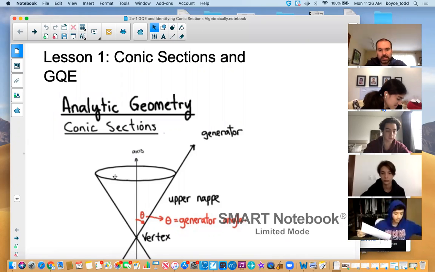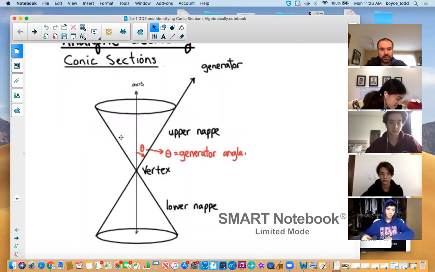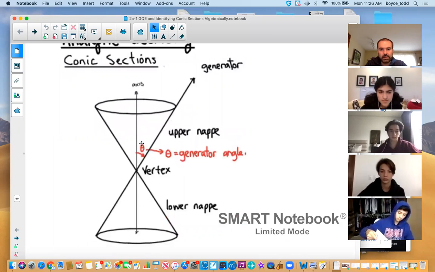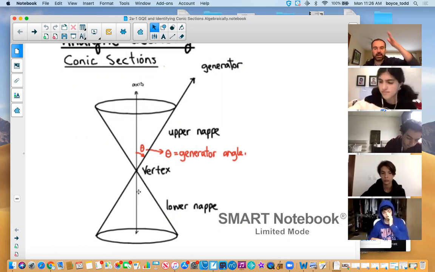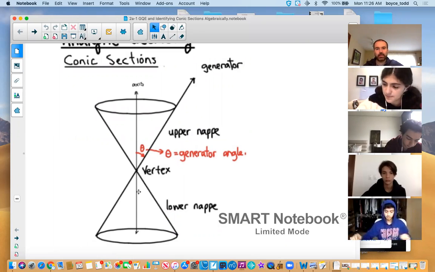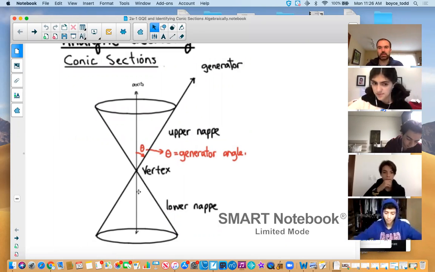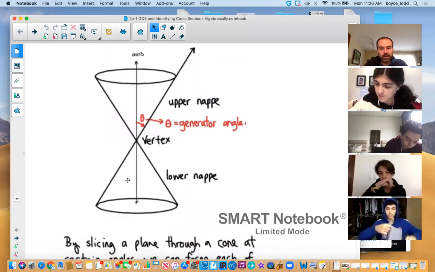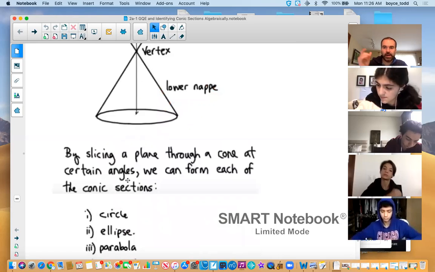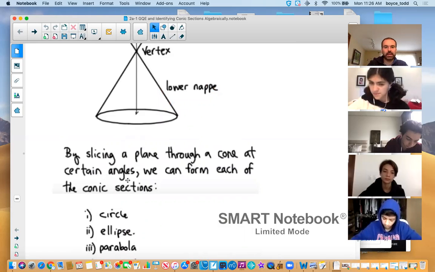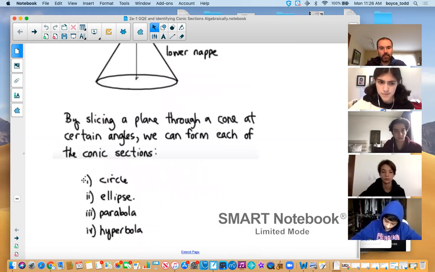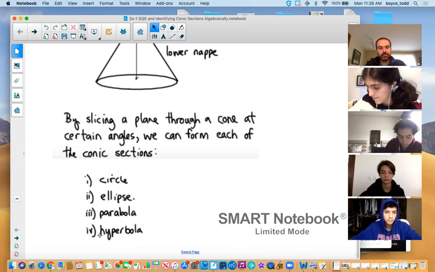Okay, so conic sections, right? When you cut into a cone that's shaped like this, there are 4 possibilities. And when I say cut into one, it's like thinking about taking a plane and cutting into a conic section. Okay, so I'm going to show you each different case. And what we're going to do is figure out how to take an equation and know which shape it is. Okay, so by slicing a plane, you can make a circle, an ellipse, a parabola, or a hyperbola.